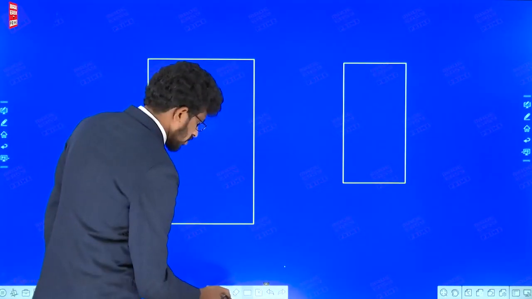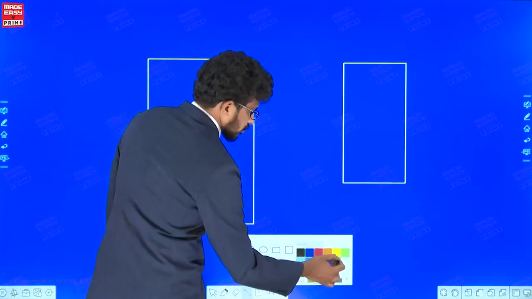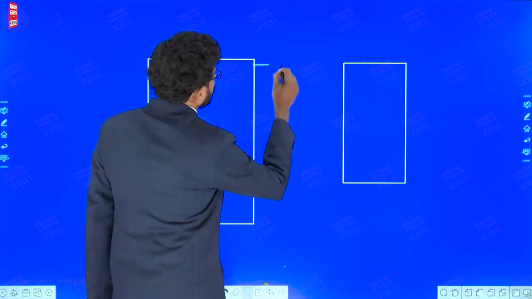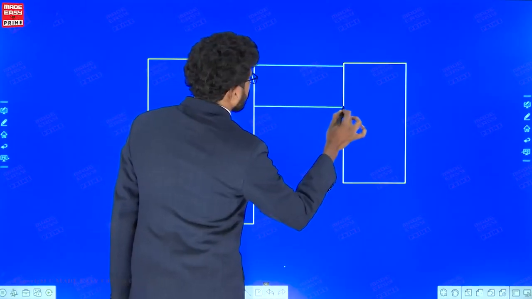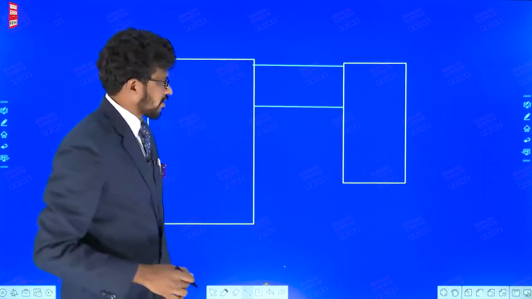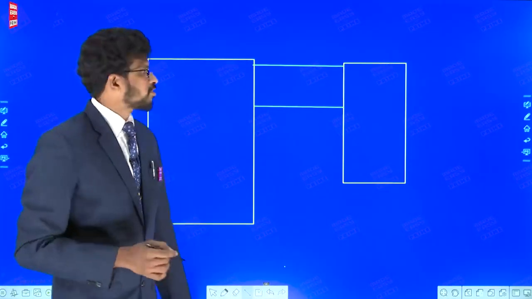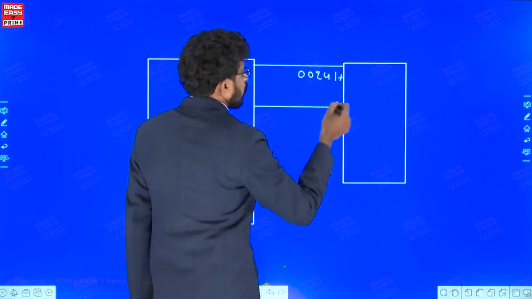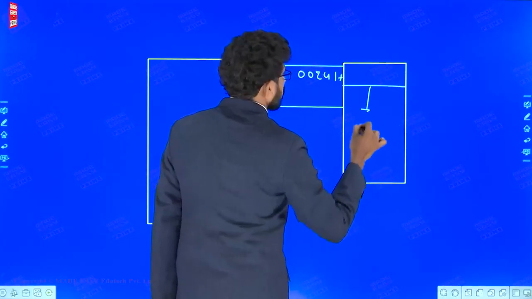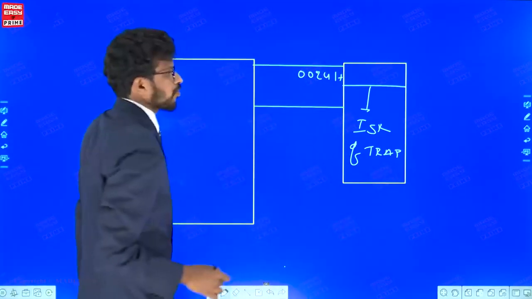Now I am considering this is the bus between the processor and memory. Yesterday, in the previous class, we discussed the vector location for trap. The trap vector location is 0024. So in the memory at the location 0024, the ISR of trap is present, meaning the application program that you want to run.